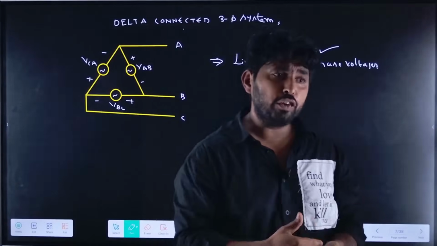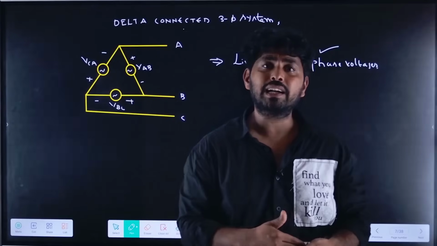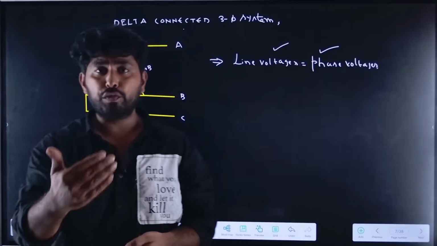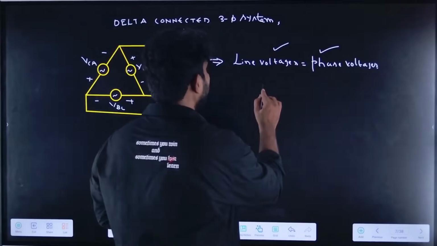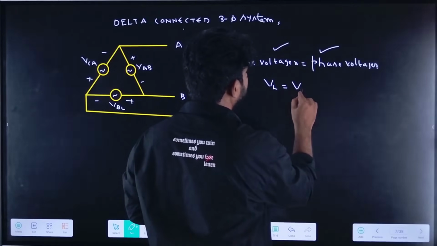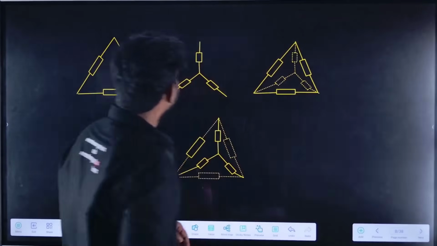Now, if you draw the conclusion, in case of a star connected system, the line voltage is root 3 times the phase voltage. In case of a delta connected system, the line voltage is equal to the phase voltage: VL equals V phase. So now let us take the loads.